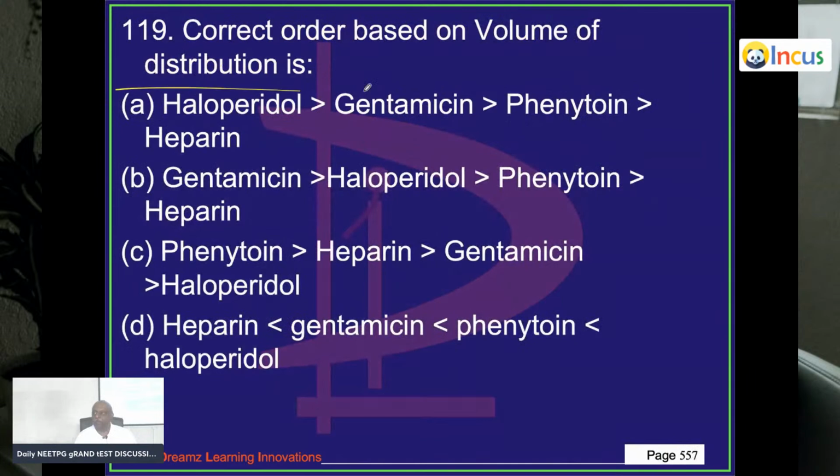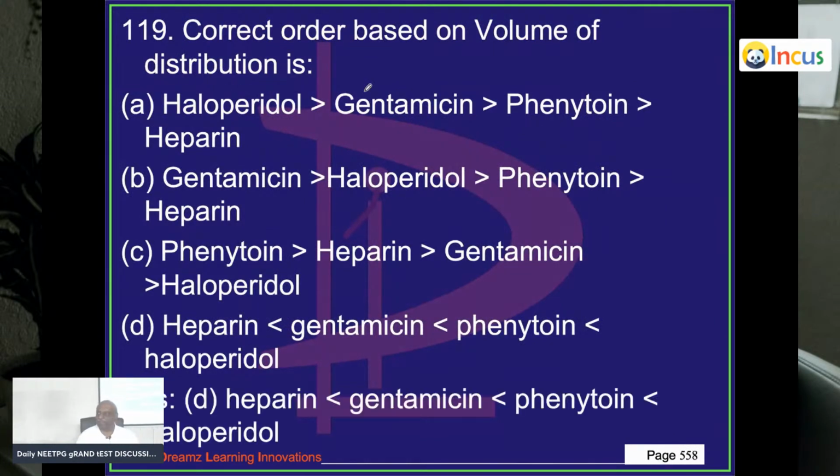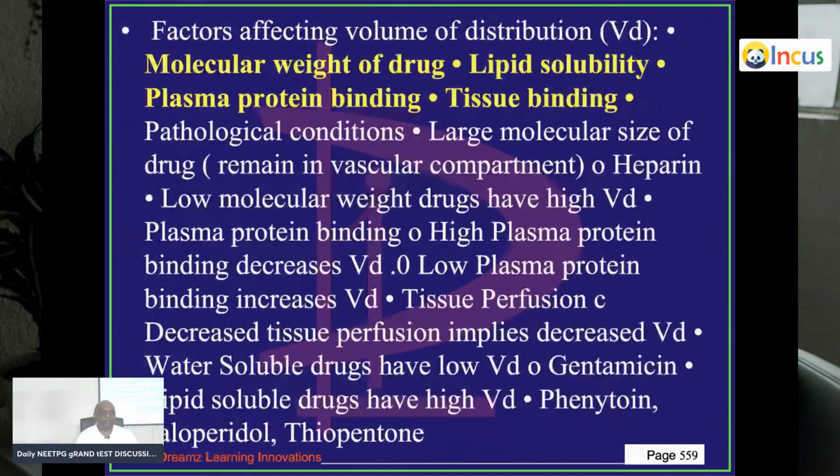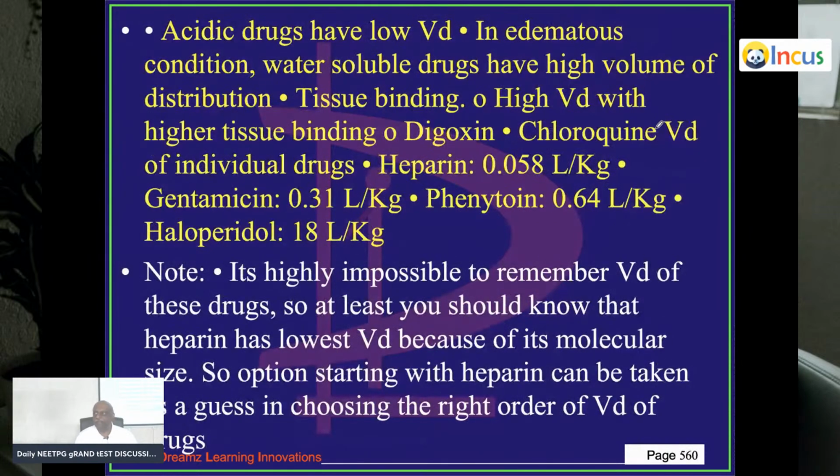Now about volume of distribution, this is too much. Who will remember all this stuff? Heparin less than, gentamicin less than, phenytoin less than haloperidol. So what are the factors that affect volume of distribution? Molecular weight, lipid solubility, plasma protein binding and tissue binding.